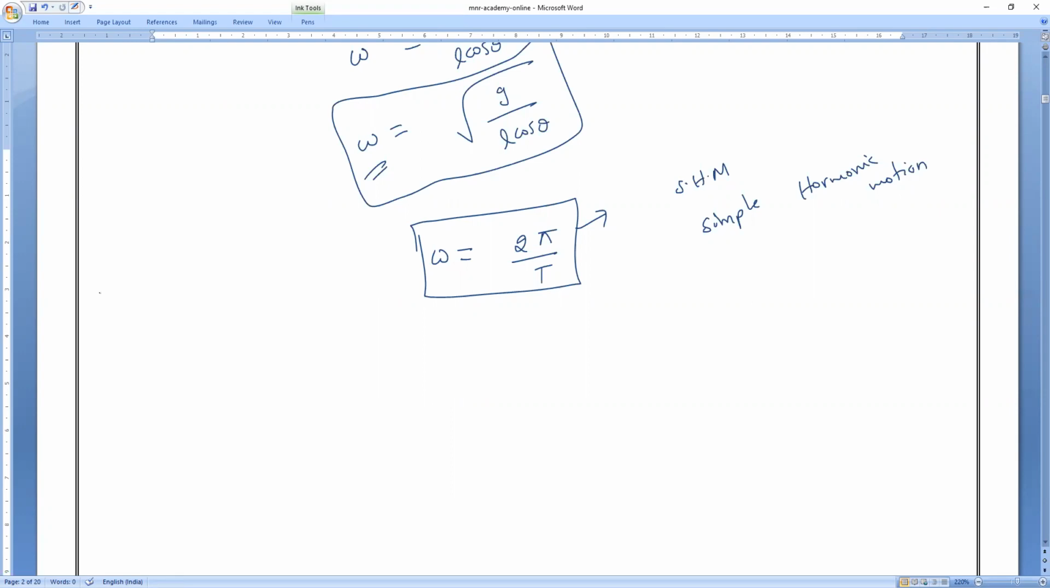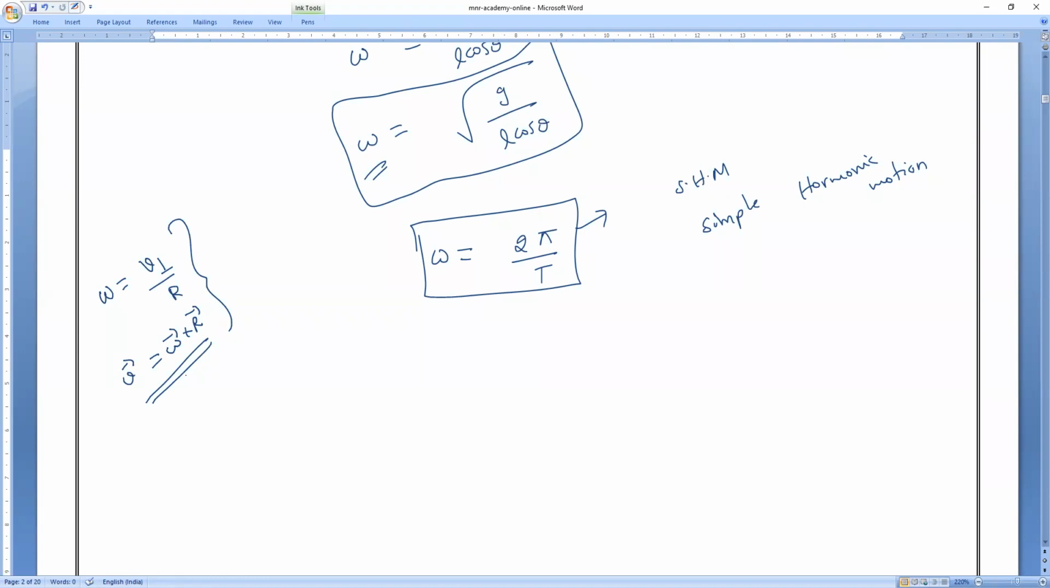After that, we have written two statements. Omega is equal to V perpendicular by R, and in the same way, velocity is equal to angular velocity into radius. Both are simplified. These two things are always true. Yes or no? Yes, sir.